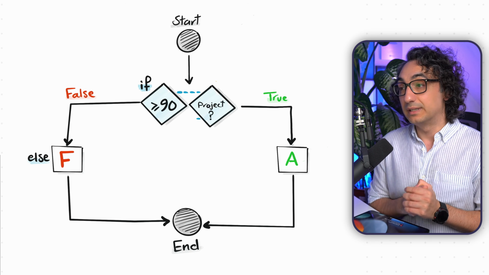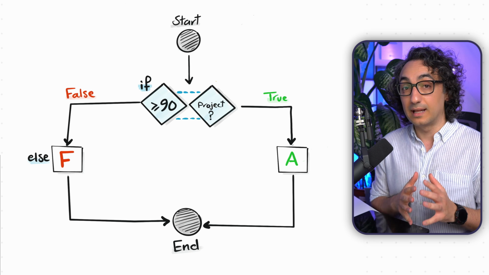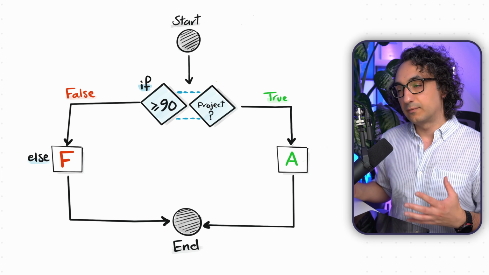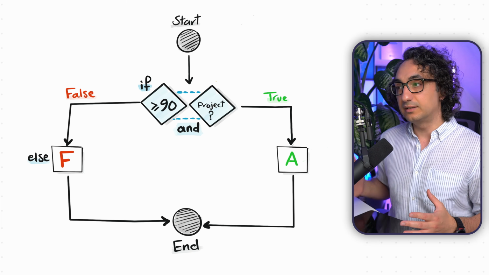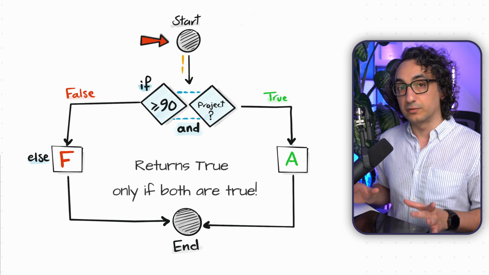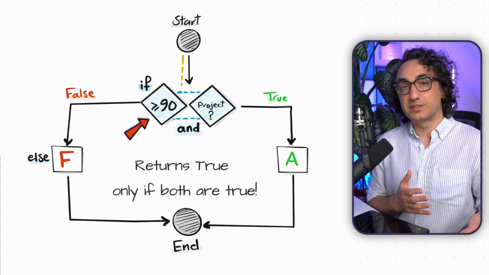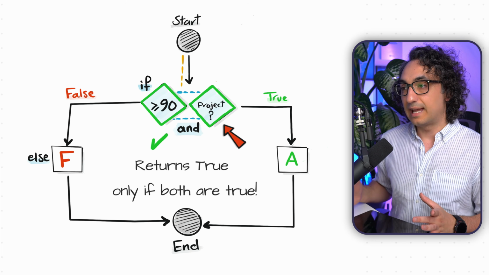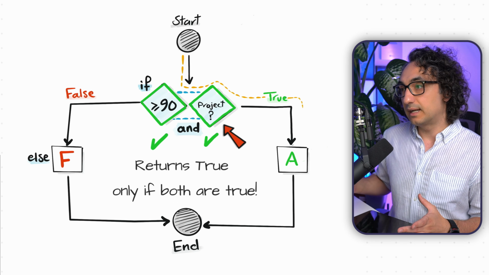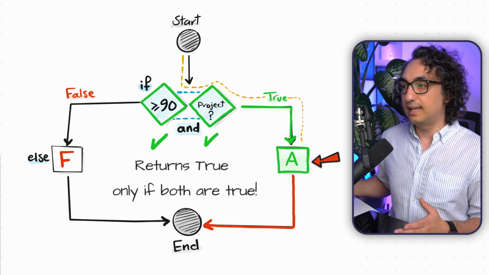But you know, we have to connect those 2 conditions using the logical operators and, or. And of course, both of them have different behaviors. Like for example, the AND operator is going to return true only if both of the conditions are true. So for example, if the first condition is true and the second one is true as well, then this is going to be fine for the AND operator. And Python has to go to the right side to the true path and assign A and then go to the end.